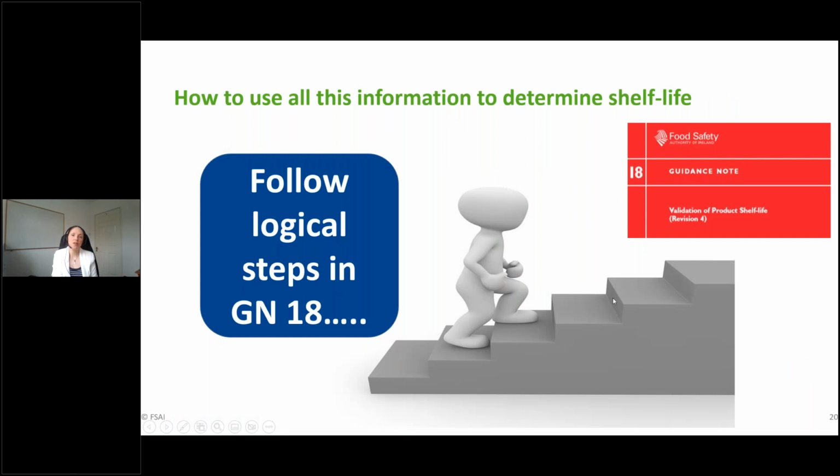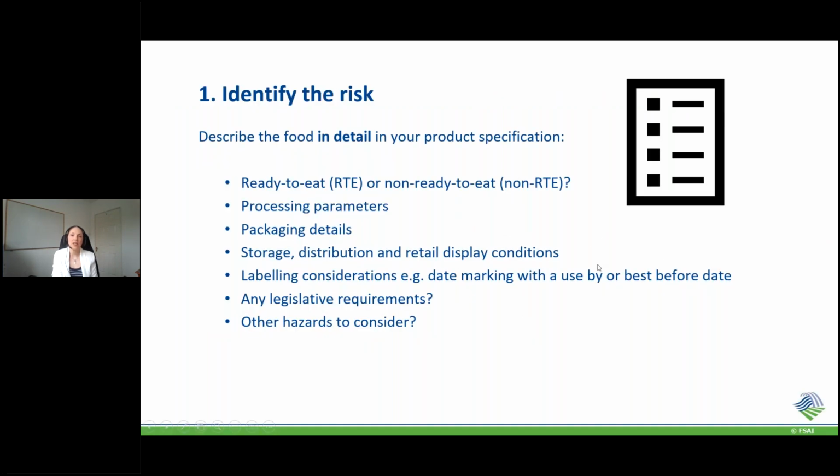So now we're going to use all of this information that we gathered to determine the shelf life of your food. And Guidance Note 18 is really your Bible, and it has a lot of detail, so I'm just going to skim through it very fast today, but if you want to find the detail, go to that Guidance Note. The first thing to do is really identify the risk in your product, and the best way to do that is gather as much detail as you can about your food and put it all into your product specification.